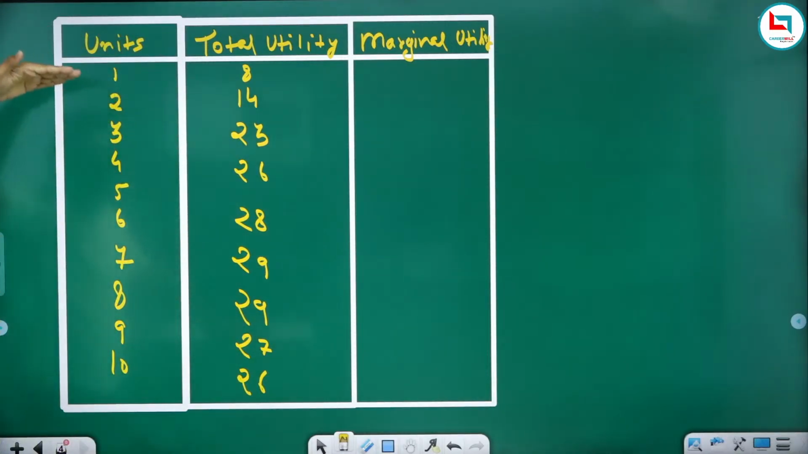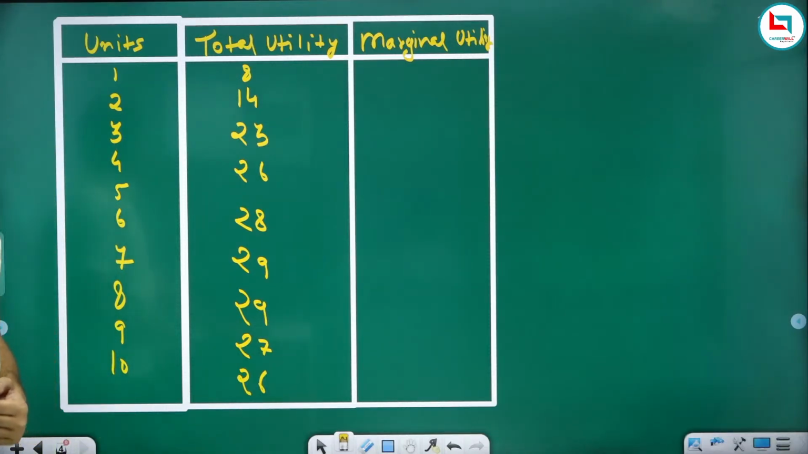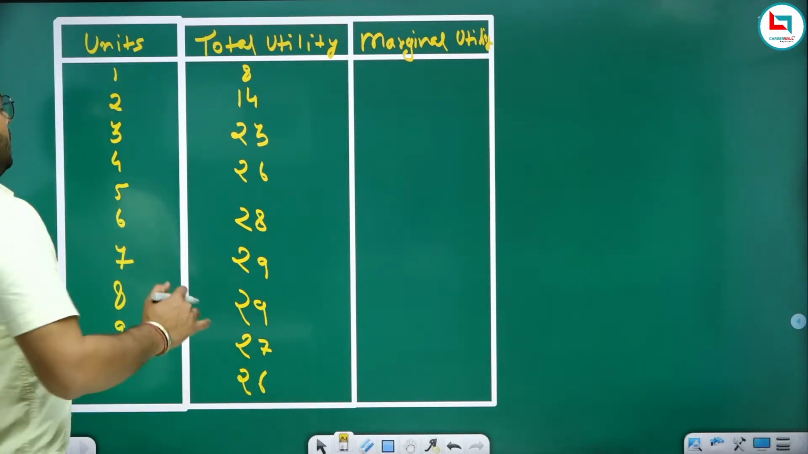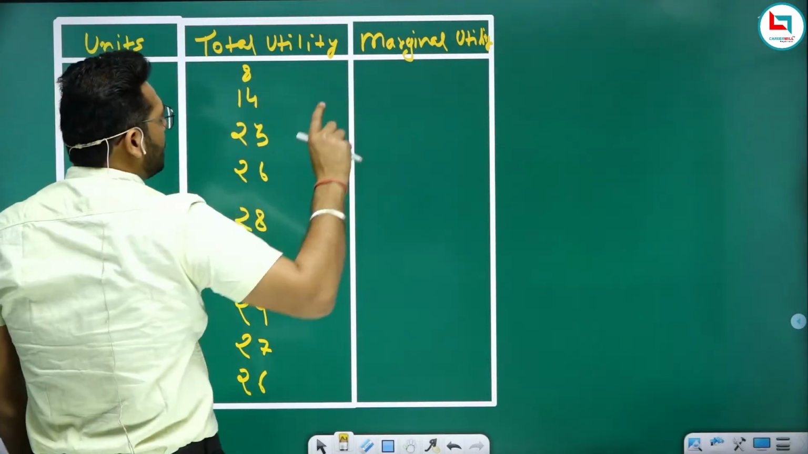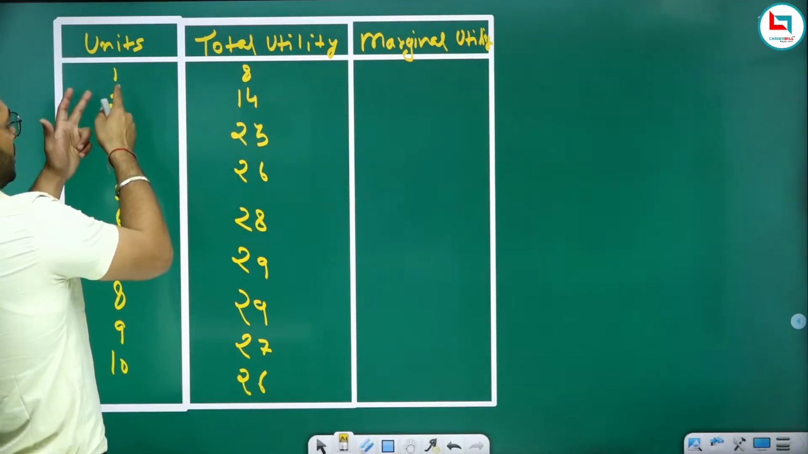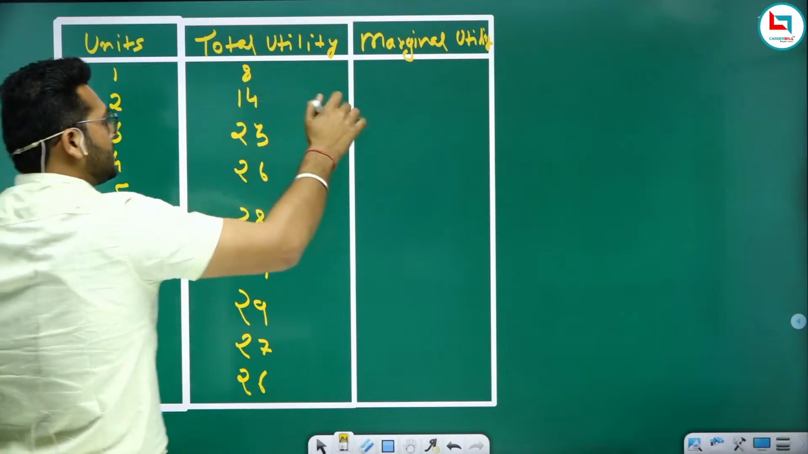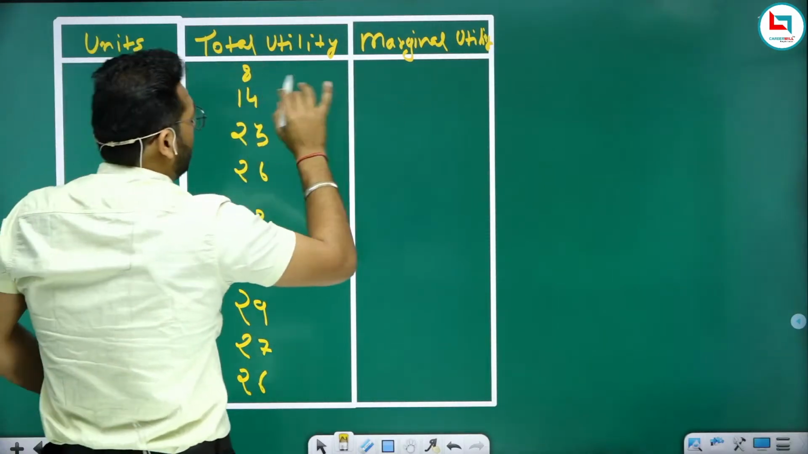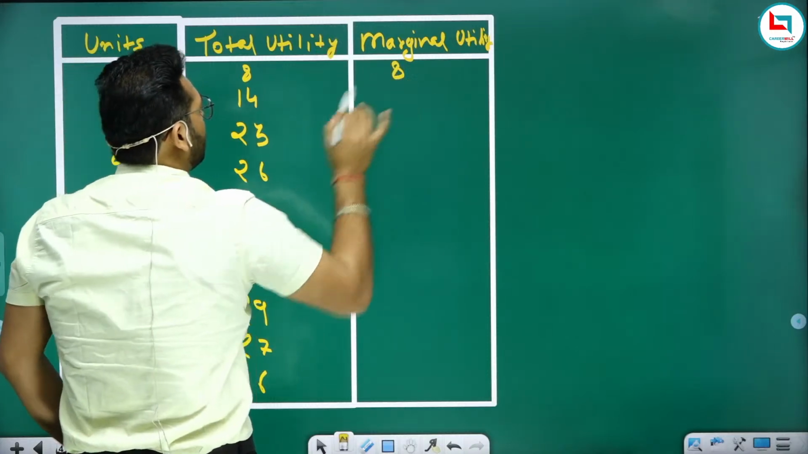After the consumption of 1 unit you will get 8, 2 units you get 14, 3 units 24, and so on. Now I am saying, after the consumption of only 1 unit, same as at the initial level, marginal utility and the total utility are the same. At the first unit of consumption, you will get the same as total utility, meaning 8 units, right?